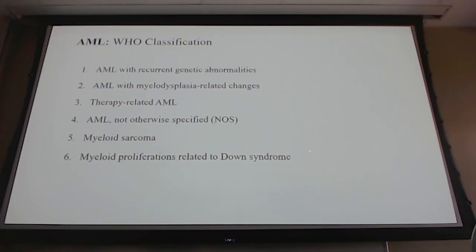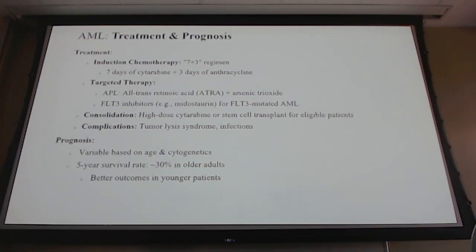And then there's these other ones, myeloid proliferation related to Down syndrome. So again, Down syndrome carries a higher likelihood of AML than without.